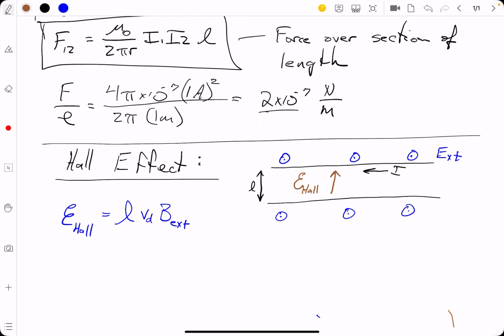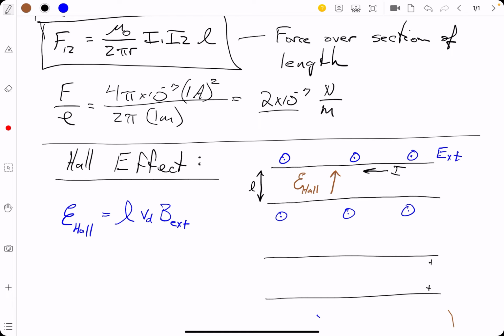So our Hall effect is driving charges, the holes, the positive charges, because that's the current, in the upper direction. So if we draw a picture, we have the same thing. Here's our wire, but this time I've got positive charges.